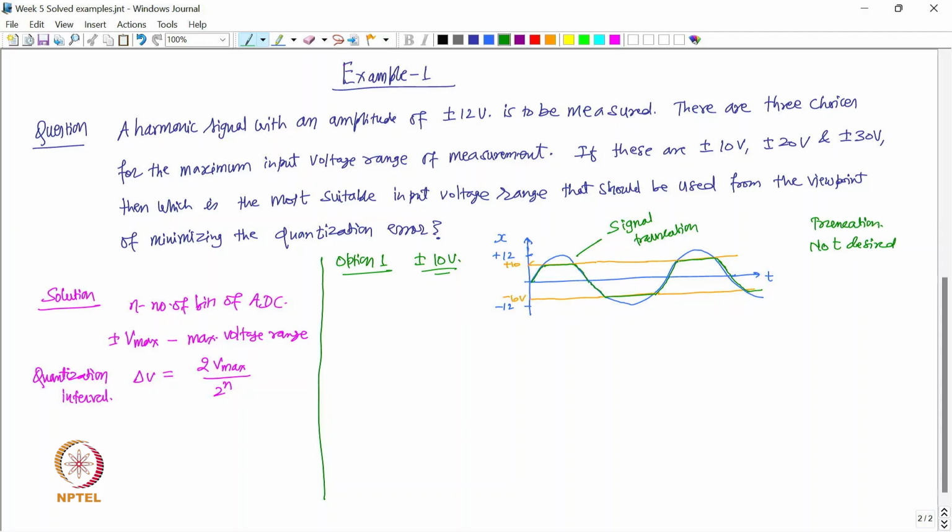Correct. So, this is essentially overloading the analyzer input end. The allowable range is plus minus 10 volt, but the signal level is more than that. So, it basically overloads the input end of the analyzer. So, this option is ruled out, we will not take this option, right. Let us see now option 2.